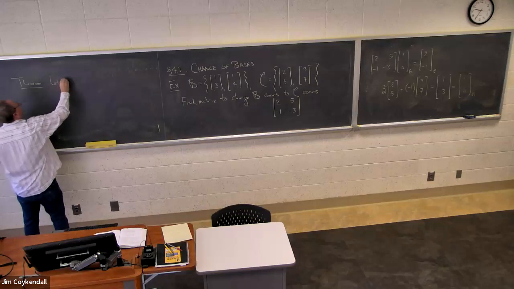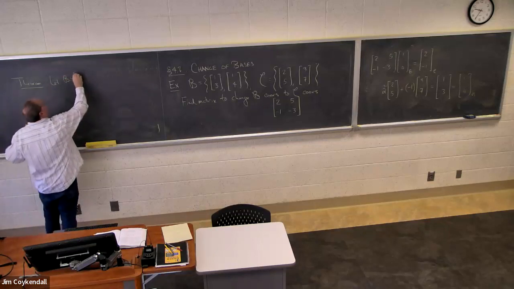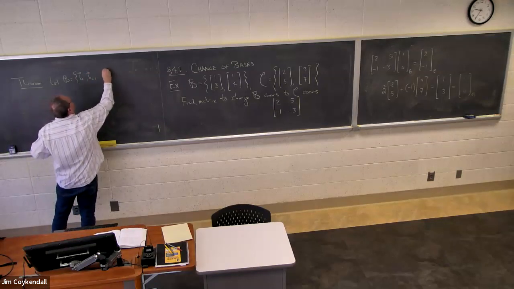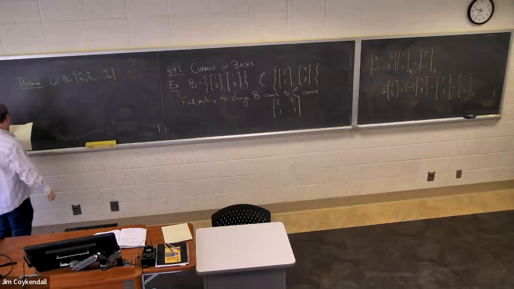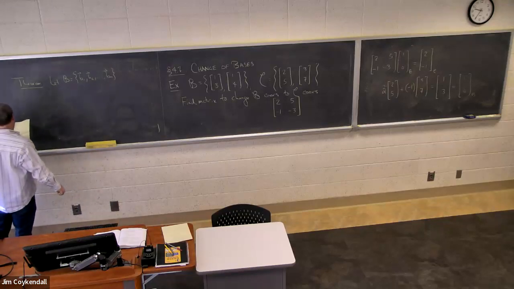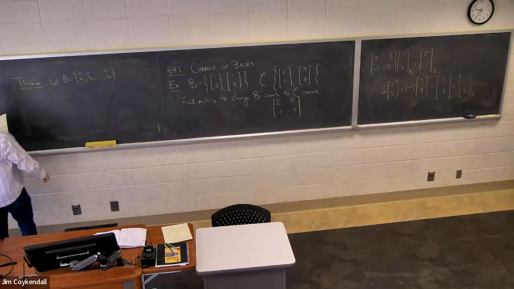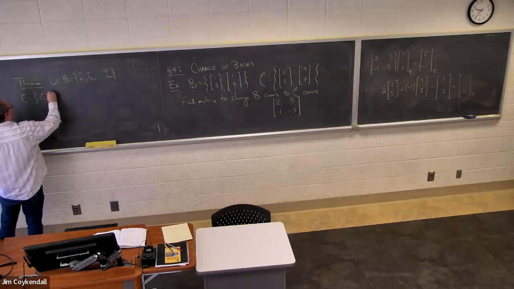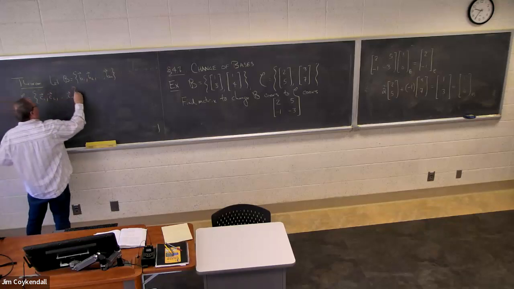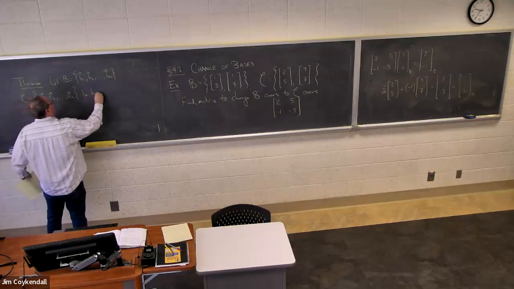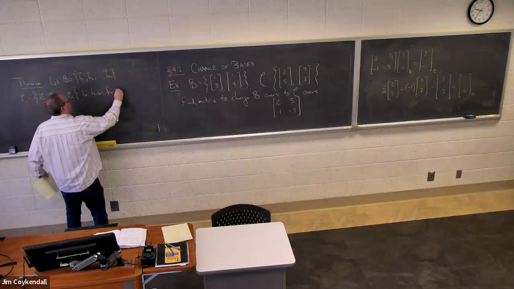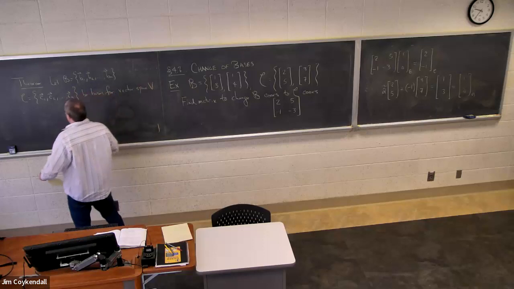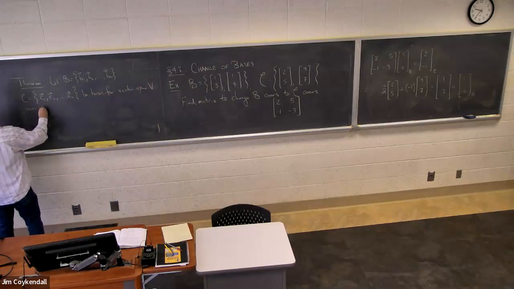Let B equal B1, B2, these are vectors, Bn, and C equal C1, C2, through Cn, these are vectors too. The bases for vector space P over R.